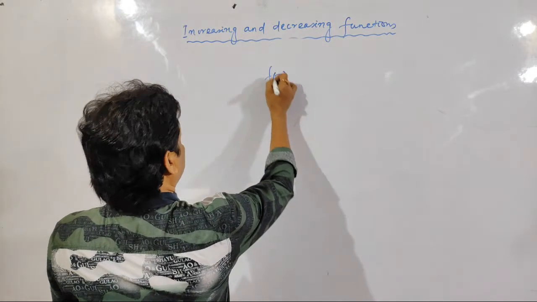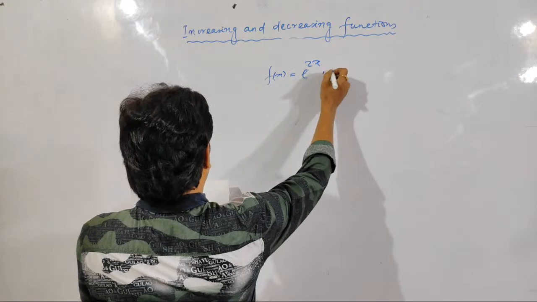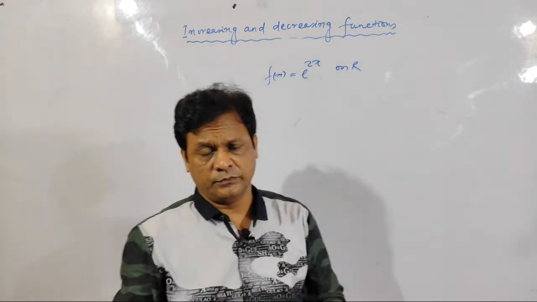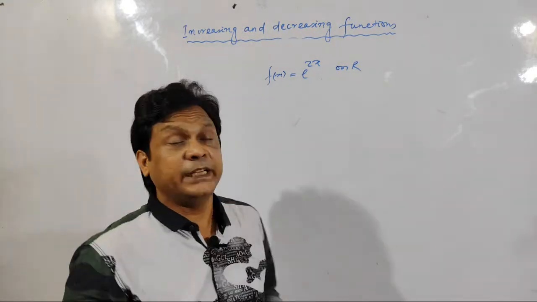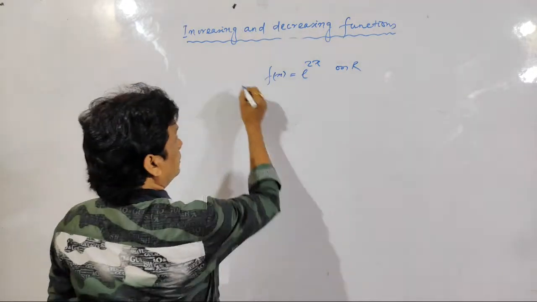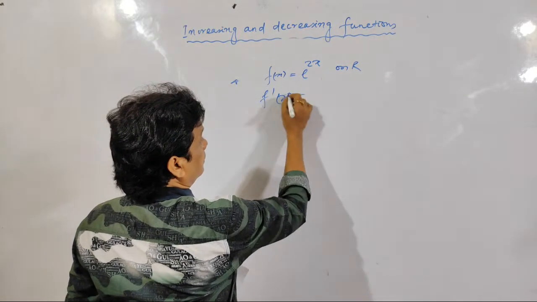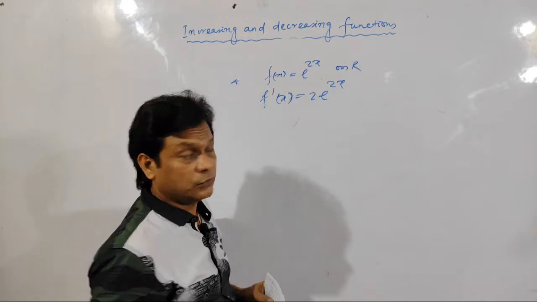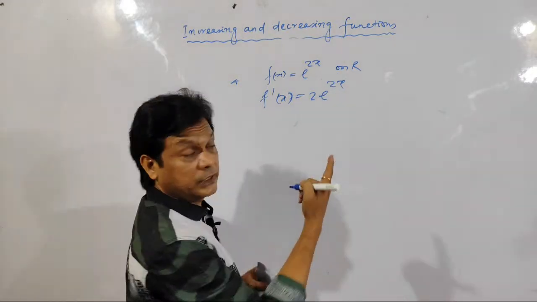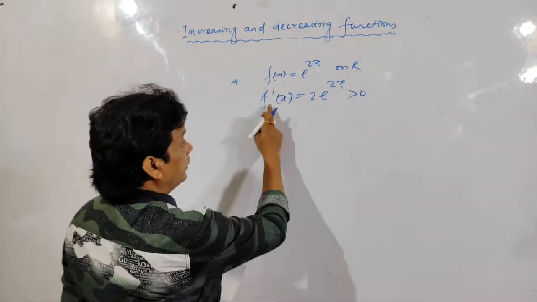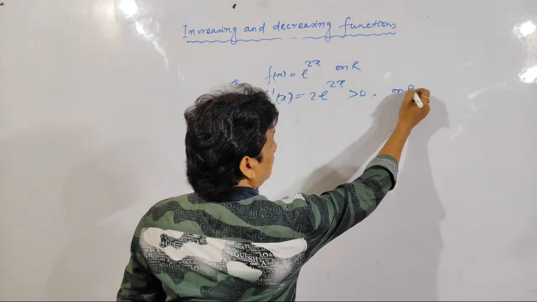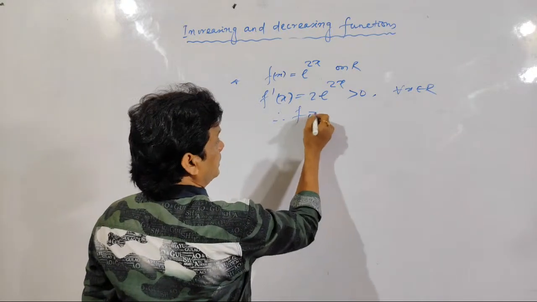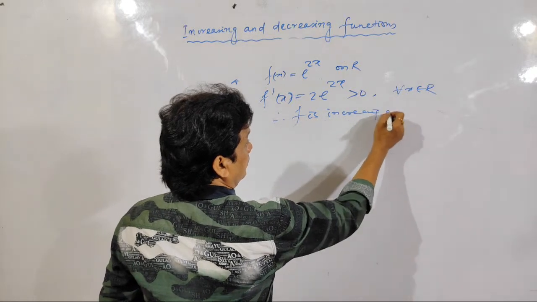f of x is equal to e to the 2x on R, the real number set. Tell whether the function is increasing or decreasing on the real number set. See here, f dash x equals how much? What is the derivative of e to the 2x? It is e to the 2x into 2, because the derivative of 2x is 2. The exponential function is always positive, and 2 is positive, so it is greater than 0. So the derivative is positive on R, or you may write for all x belongs to R. Therefore, f is increasing on R.